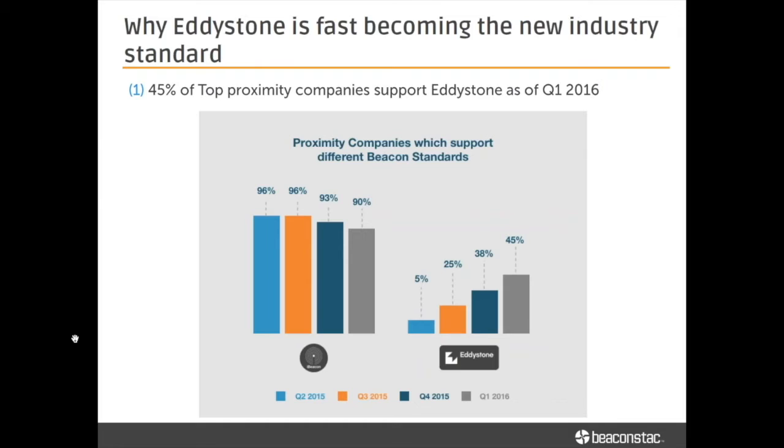You see 5% in Q2 2015, jumping all the way up in Q1 2016, less than a year later, to a whole 45%. Whereas iBeacon, we've seen stagnating or even dipping down a bit. It's really exciting to see this kind of quarter-on-quarter growth with Eddystone, and I'm excited to see where it goes going into Q2, Q3, Q4 of 2016.